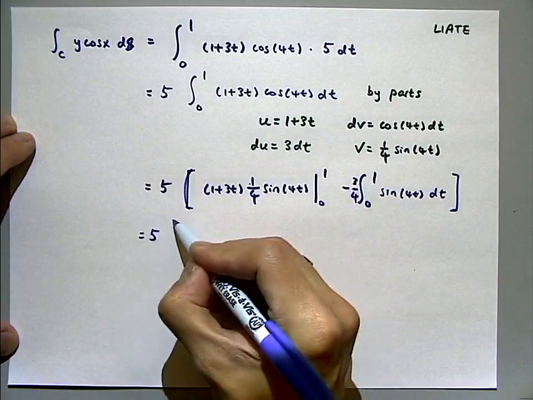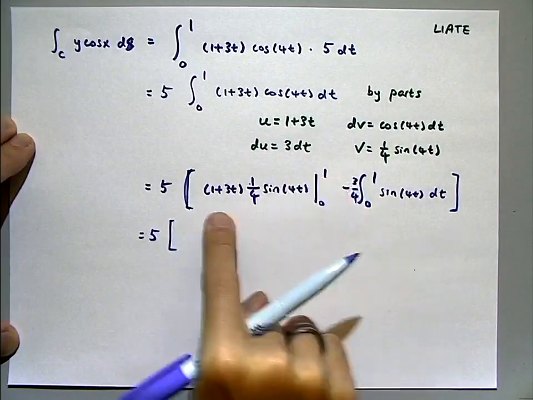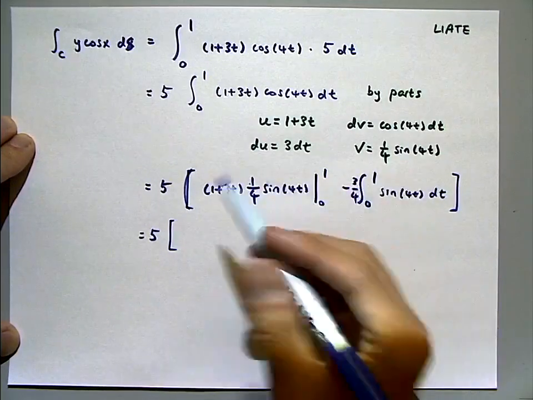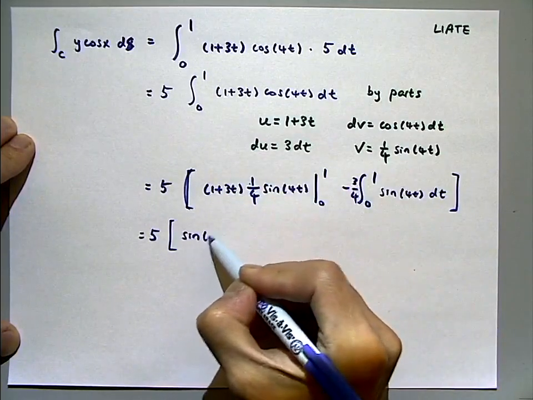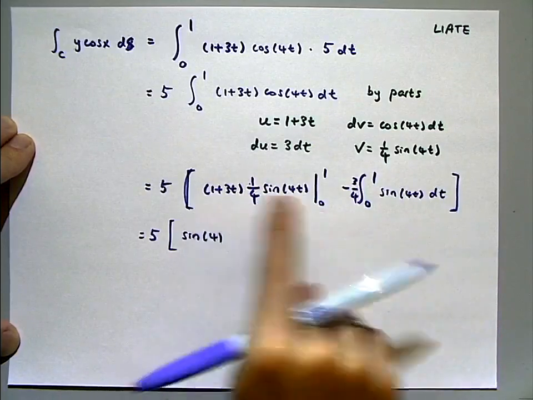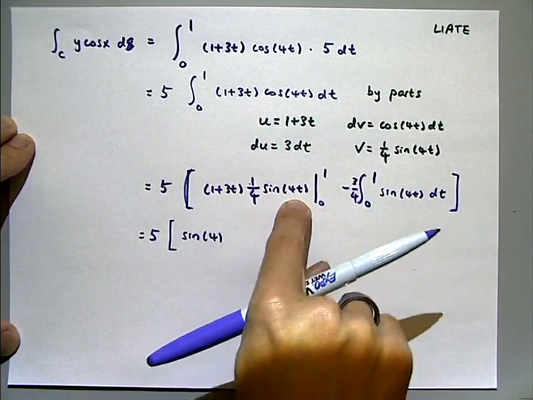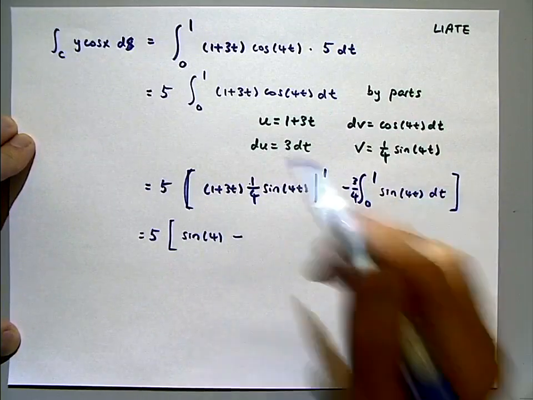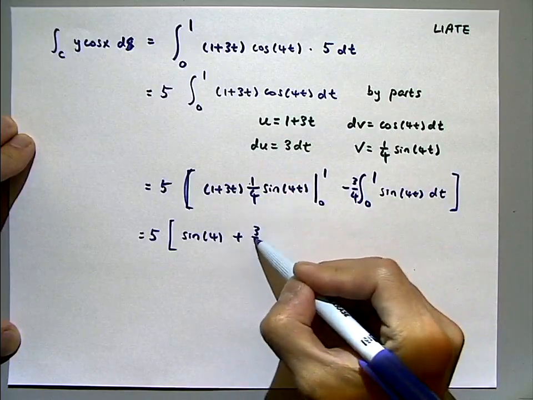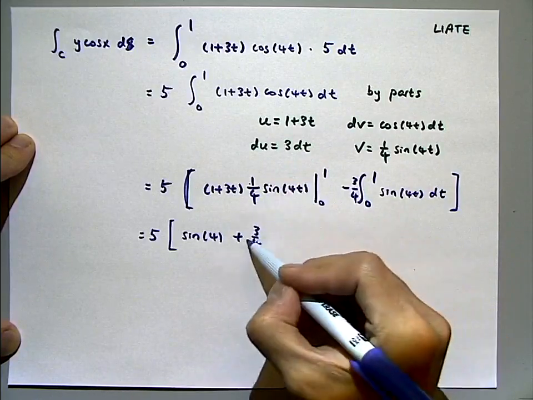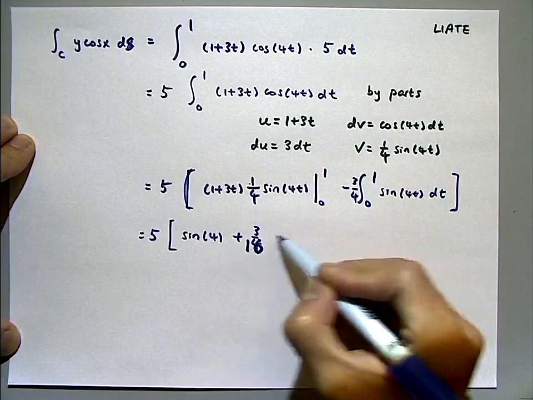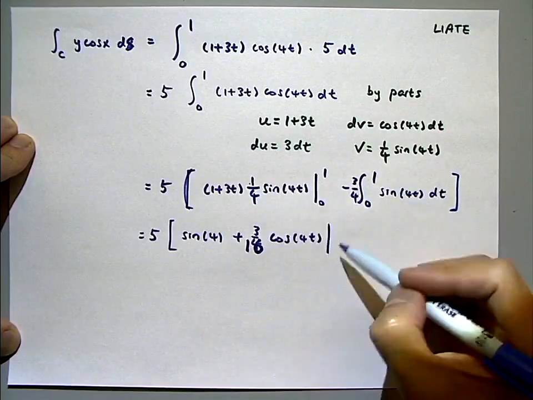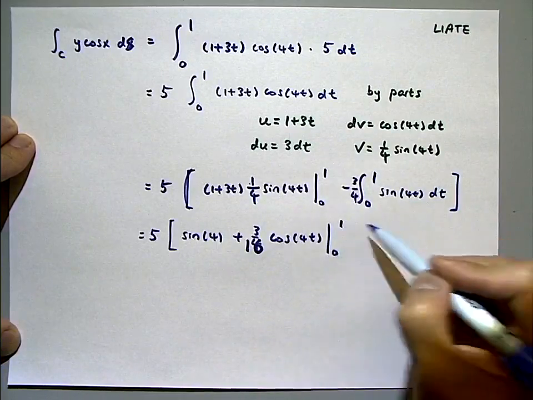So this is 5 times t, with t equal to 1. We get a 4 times 1/4, that's a 1. Sine of 4. When I put in a 0, I get nothing because sine of 0 is 0. I can integrate that. I get positive 3 over 4, 3 over 16, sorry, cosine of 4t. Again, t is from 0 to 1.